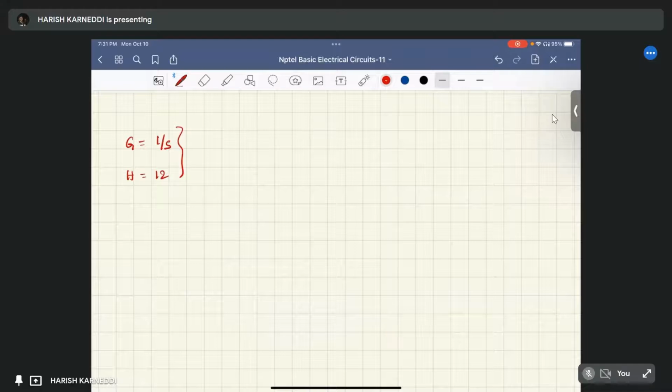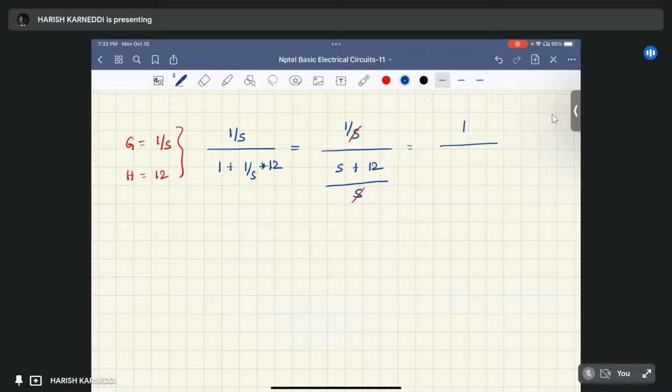In place of g, we are writing 1 by s, into 1 plus, in place of g we are writing 1 by s, into h, in place of h we are writing 12. Okay, it will be 1 by s. We are taking s as an LCM. We can write s plus 12. This s and this s will be cancelled. So the equivalent will be 1 by s plus 12.